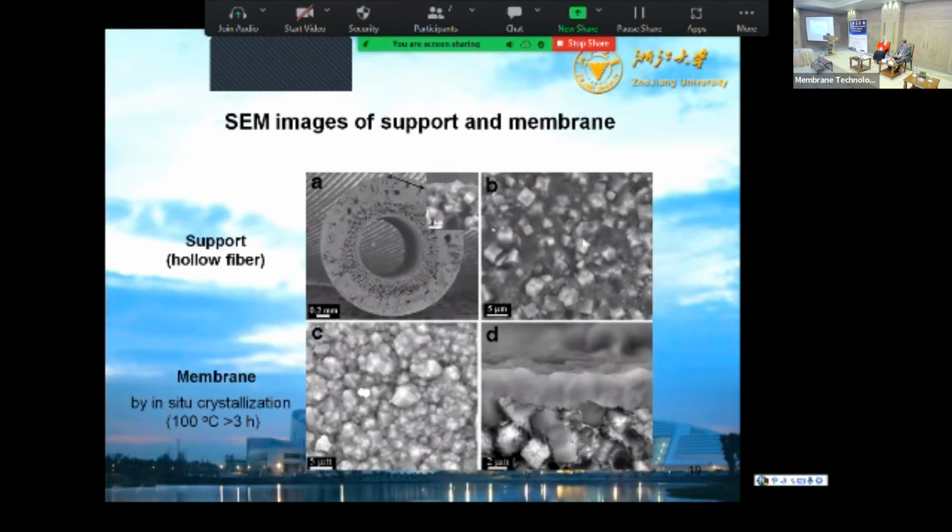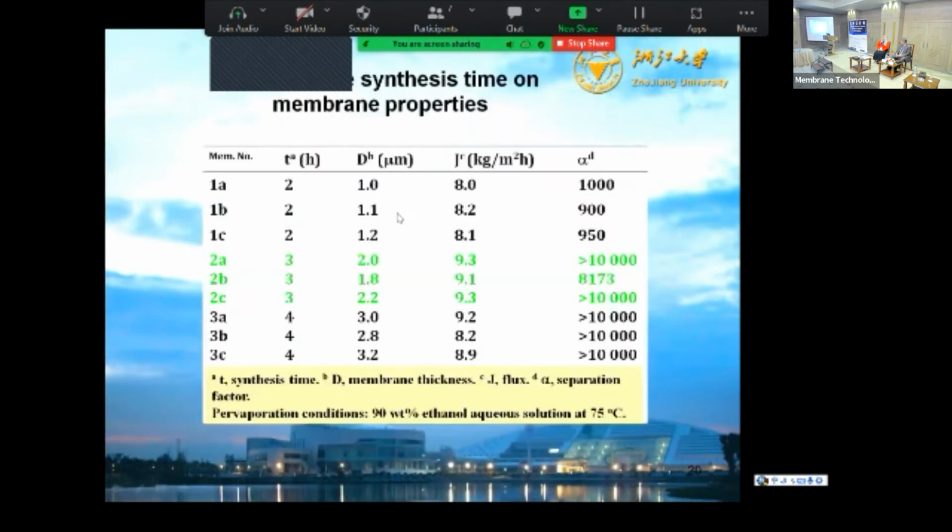So on it, we can get a dense membrane just by one in situ crystallization at 100 degrees C for more than 3 hours. The membrane is very uniform, about 5 micron. And this slide shows these membranes have very high separation factors just after 3 to 4 hours of synthesis. The separation factor is higher than 10,000.